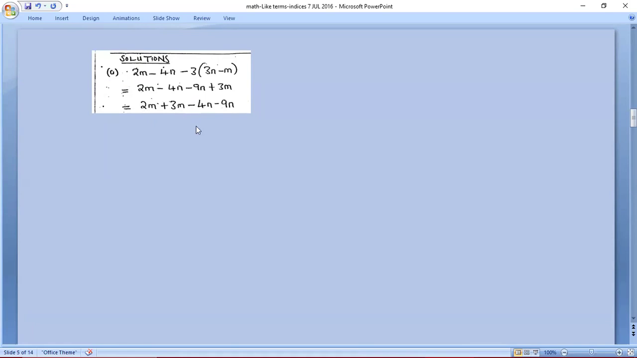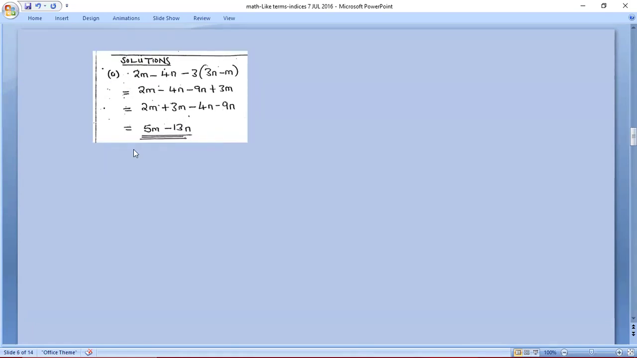Okay, so 2m plus 3m. This gives you 5m, then negative 4n minus 9n. So the rule is, if the signs are the same, add and put the common sign. Just like we did for the 2 and the 3, the signs are the same, positive, positive, we added them, and we put positive. We don't show anything there, it means it's positive.